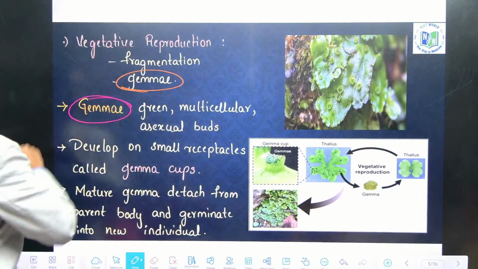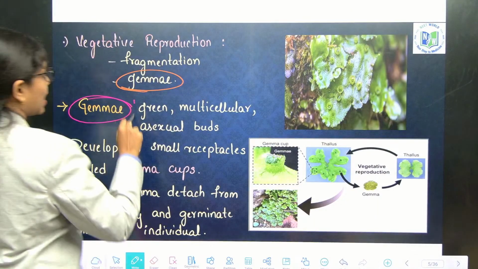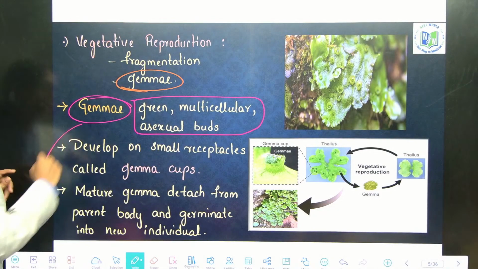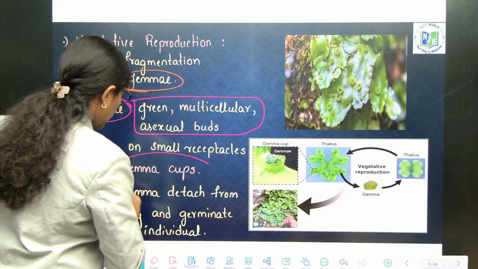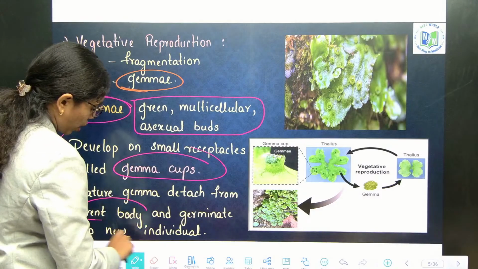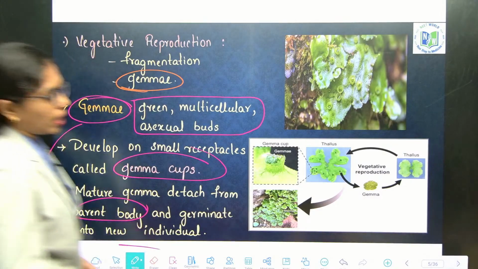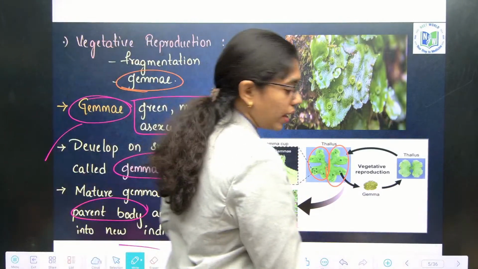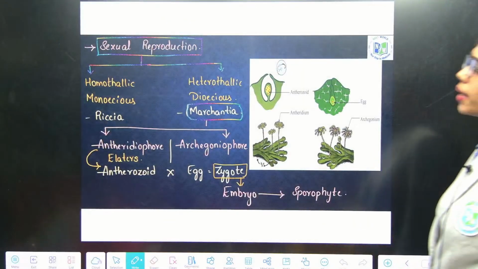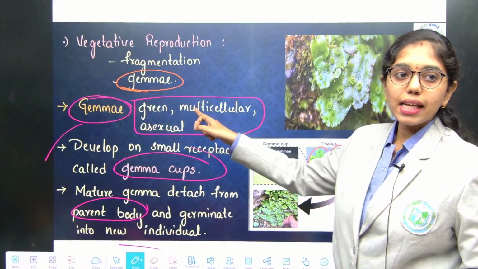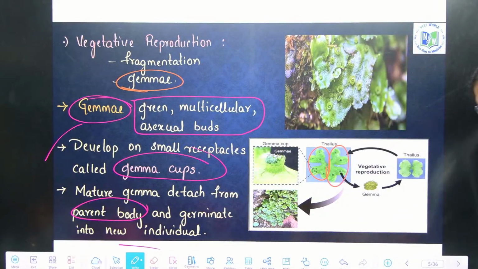How can you describe a gemma? Green multicellular asexual buds. They develop on the small receptacles called gemma cups. Mature gemmae from gemma cups will detach from the parent body and germinate into a new individual. Can you see 2 different thalli that are produced from a single gemma? Okay. So how can you describe a gemma? Green multicellular asexual buds.